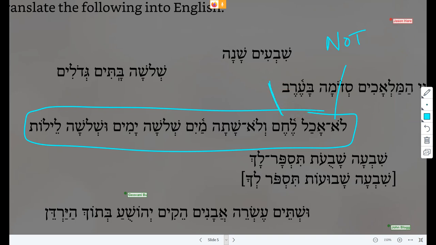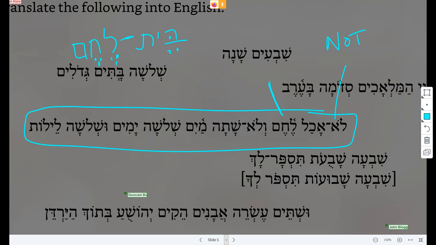Lachem. You remember the city of Beit Lechem, what it means? The bread? Yes, house of bread, right? Beit Lechem, house of bread, Bethlehem. So, lo achal lechem, he did not eat bread.